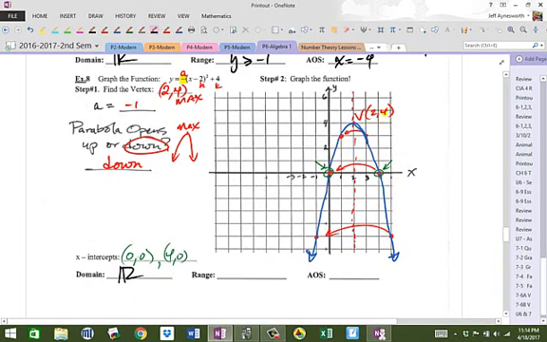Range, now this is a max. This is the max y value. Max y value in this case is equal to 4. That means all the y values on the curve, since they're below it, have to be less than or equal to it. So y less than or equal to 4. And axis of symmetry right here, and it passes through 2 on the x-axis, is x equals 2.